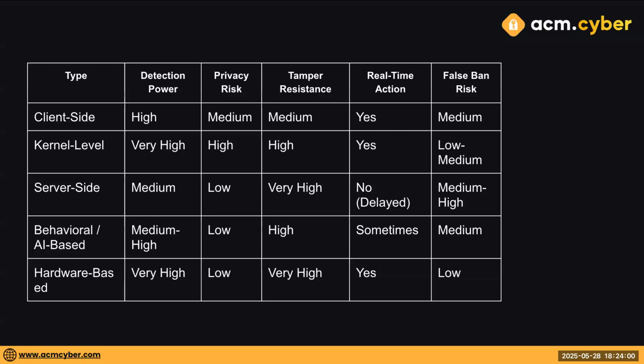So here's an easier chart to read if you just want to know how well they actually work. Like how often they false ban people, or the tamper resistance, like getting past it, or the detection power of it overall, like how well it actually finds cheaters when it is accurate.